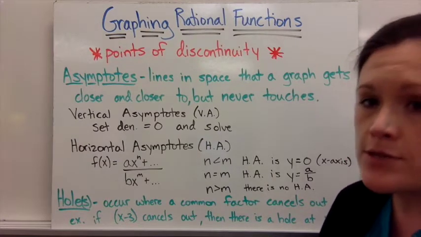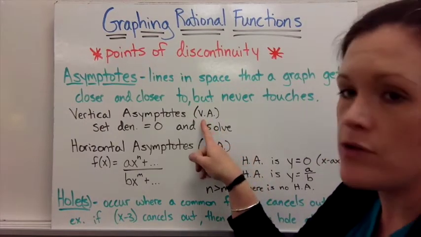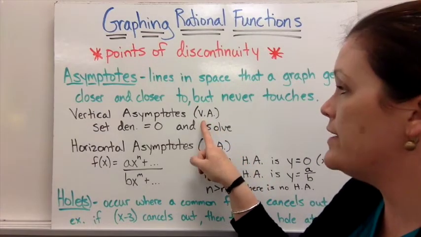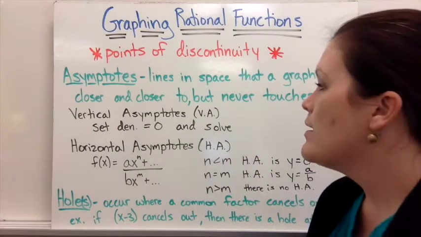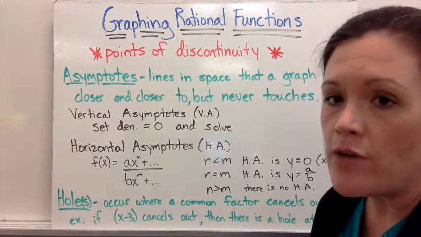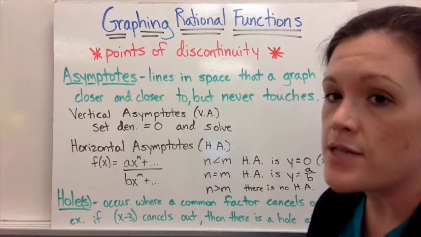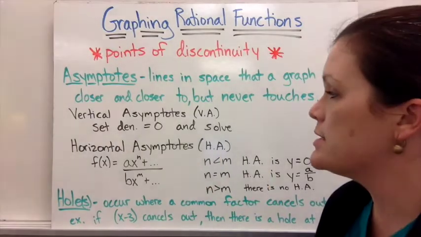There are vertical asymptotes. In order to find vertical asymptotes, and we're going to abbreviate those on the next boards as V.A., which stands for vertical asymptote, you set the denominator equal to 0 and you solve. So just like when we were solving by factoring, for instance, if our denominator is x minus 3, x equals 3 would be our vertical asymptote. But we'll look at some examples.